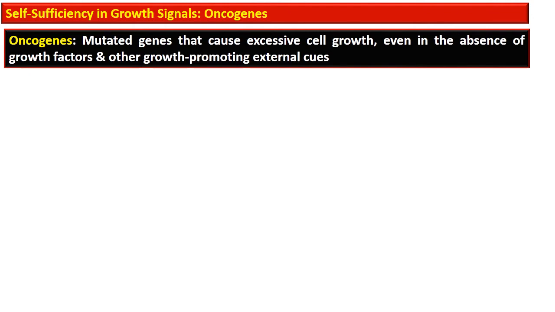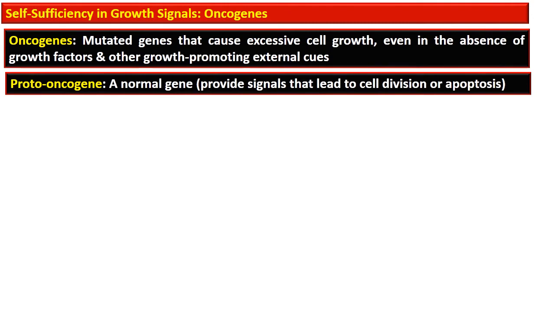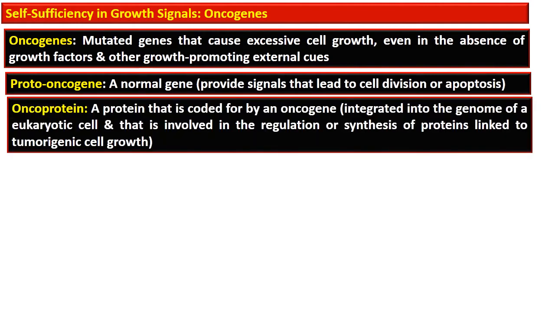The cell proliferates as it receives signals, and that signal is processed through various mechanisms. But a tumor cell is self-sufficient in growth signals. A proto-oncogene is a normal gene that provides signals that lead to cell division or apoptosis, while oncogenes are mutated genes that cause excessive cell growth even in the absence of growth factors and other growth-promoting external stimuli.